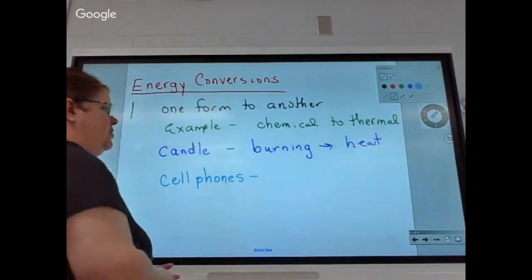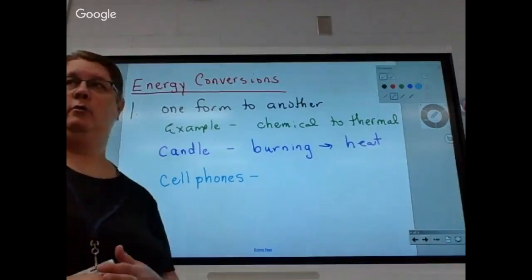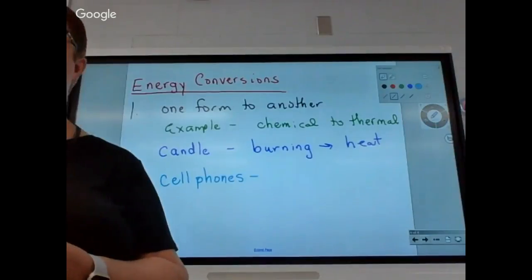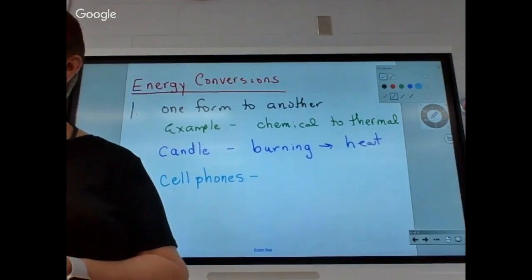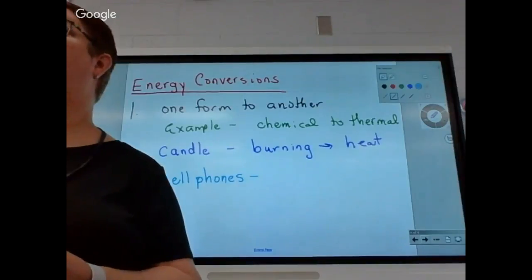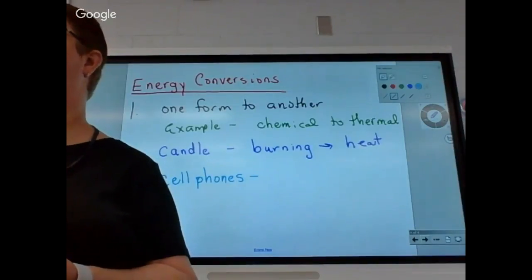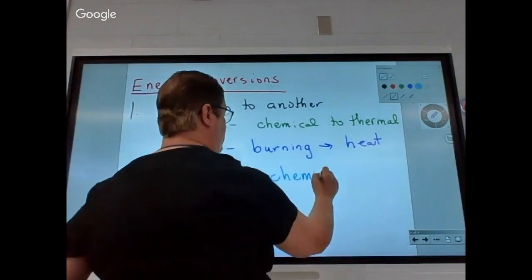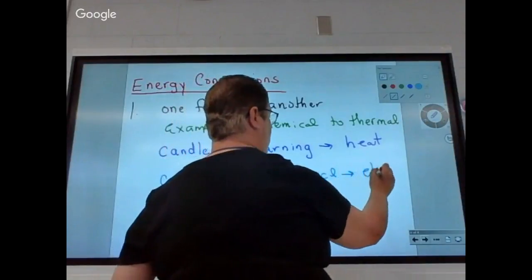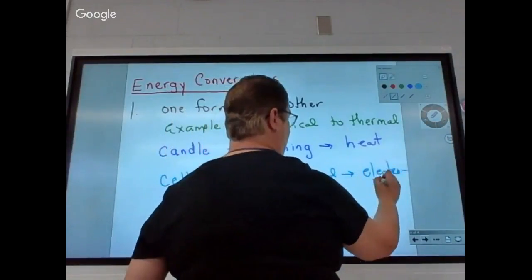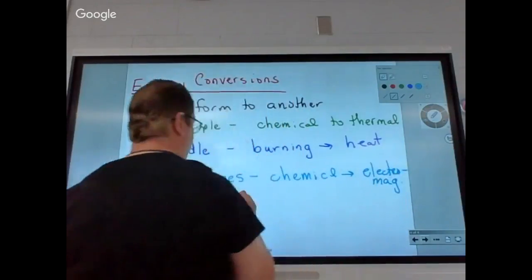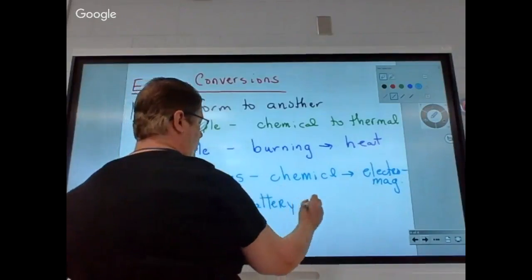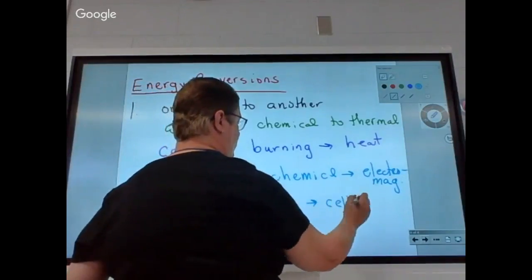All right, what does that start as? Okay, it becomes electromagnetic. What does it start as, though? Why? Because it has a what? Battery. Okay, so it starts as chemical and it becomes electromagnetic. Okay? Because it starts as a battery and then it becomes your cell signal.